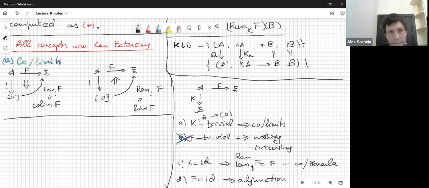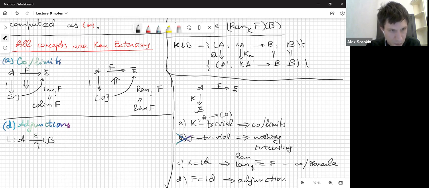Funny, but a little boring. Part D, adjunctions. So for adjunction, we need not only unit and co-unit of the adjunction, but also triangle identities. But triangle identities will precisely mean that the Kan extensions that I will write down are preserved by certain functors, left or right adjoint functors. So we have here L from A to B. Here is epsilon, here is eta.